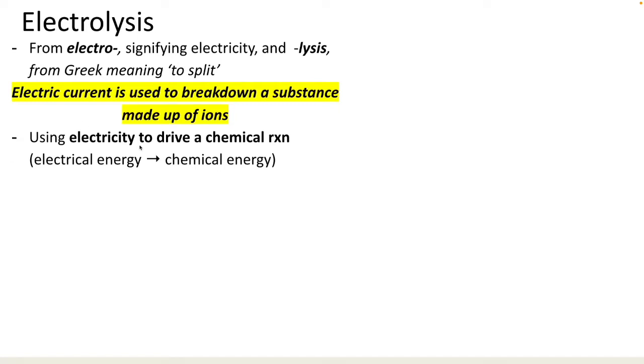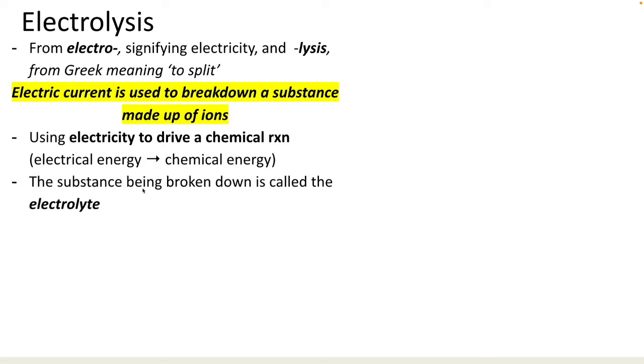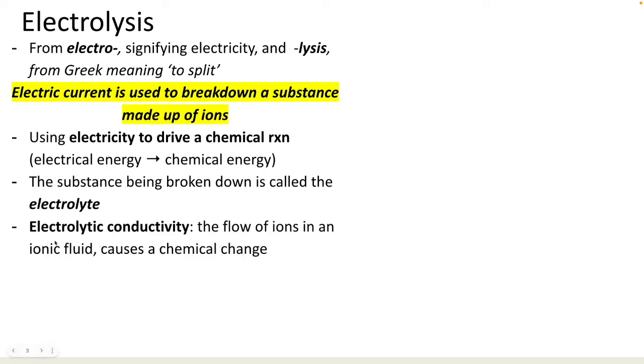So in electrolysis, we're using electricity to drive a chemical reaction. There's a conversion there. We have a substance being broken down, called the electrolyte. This is an example of electrolytic conductivity: the flow of ions in an ionic fluid causes a chemical change. Electrical energy we can think of as the flow of charge. Predominantly, we think of this as the flow of electrons, but ions, as charged species, can also carry a current by moving because they are charged.